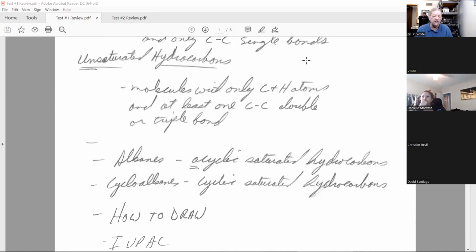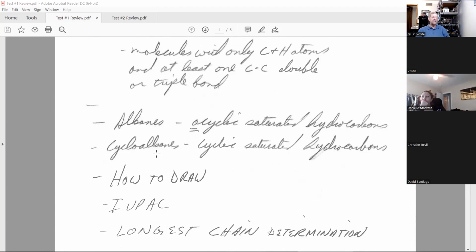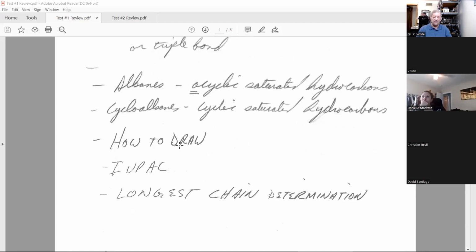Now, I introduced you, say hello to the alkanes. Oh, that was awful. I'm sorry. But anyways, those are acyclic saturated hydrocarbons. I'll never ask that on a final. And the cycloalkanes. And I introduced you to one of the important things, how to draw molecules.